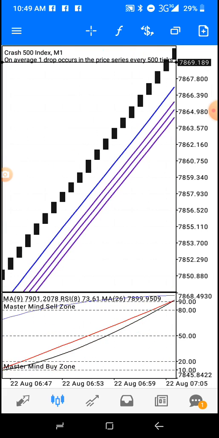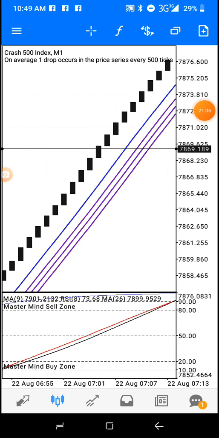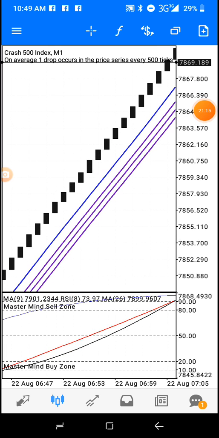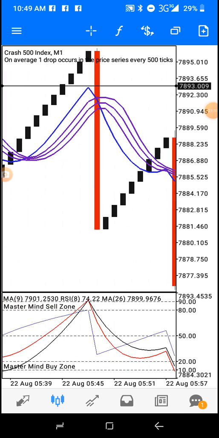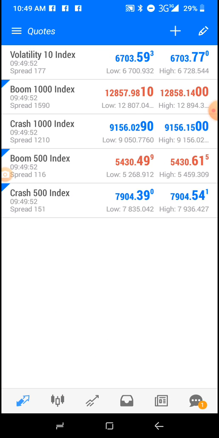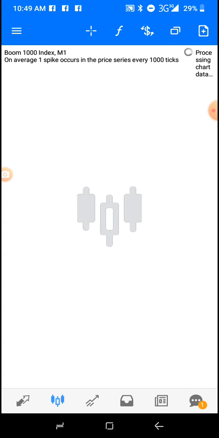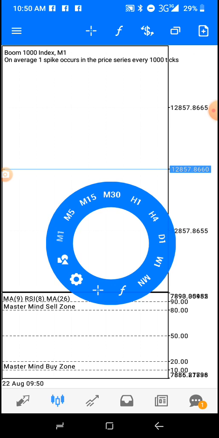Now for crash, for boom 1000 and boom 500, you should be looking for selling opportunities from the mastermind sell zone. And then on crash, you should be looking for buying opportunities from the mastermind buy zone.